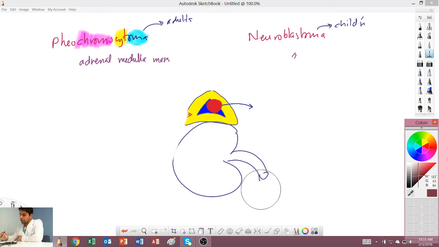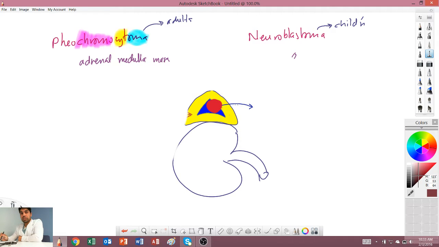Okay, so now, if the mass is in the adrenal gland in children, it's known as neuroblastoma. If the mass is in adults, it's known as pheochromocytoma. Are we good with that? The age for neuroblastoma is usually under 2. The mass can become so big that you can have abdominal distension. For neuroblastoma, the mass can enlarge to become 1 kilogram.